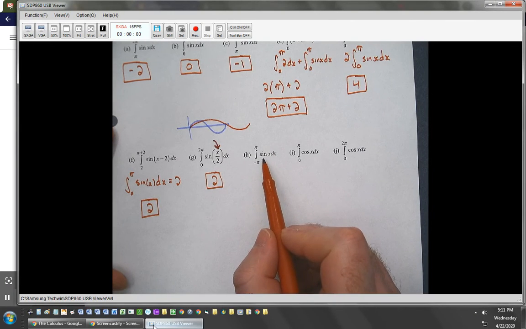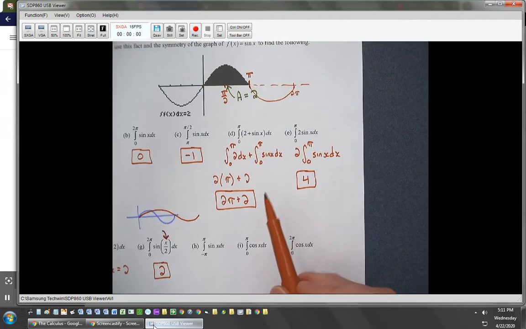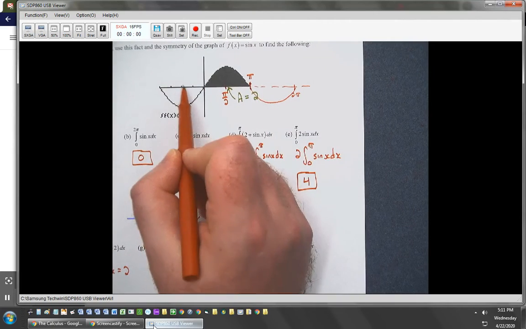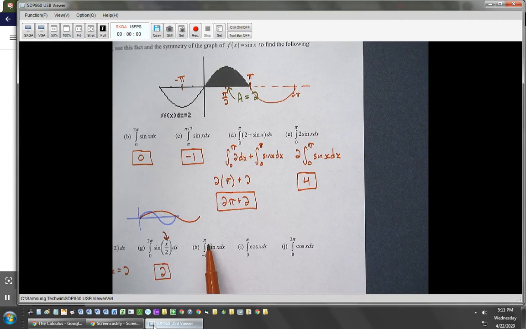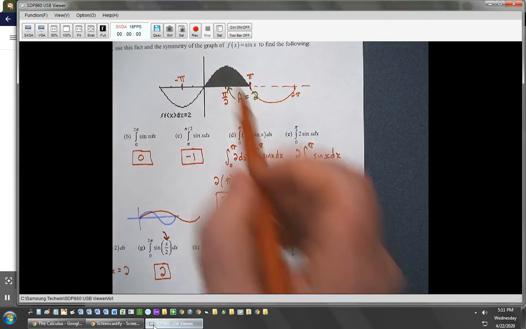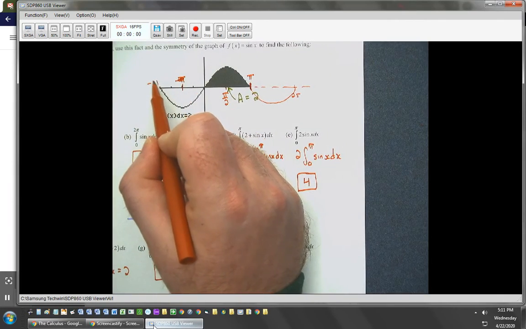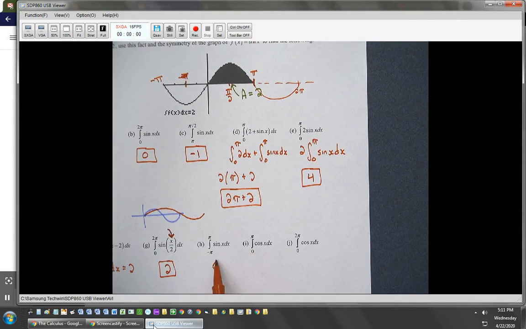And then I want to go from negative pi. So remember, here's pi, so here's negative pi. So from negative pi to pi, well, this is below the x-axis. Oh, dang it. That's not pi. This is negative pi. So this is below the x-axis, that's above. That's going to end up being 0.